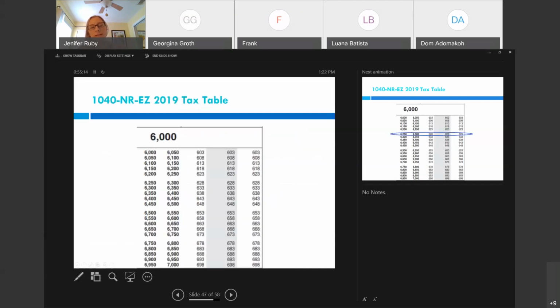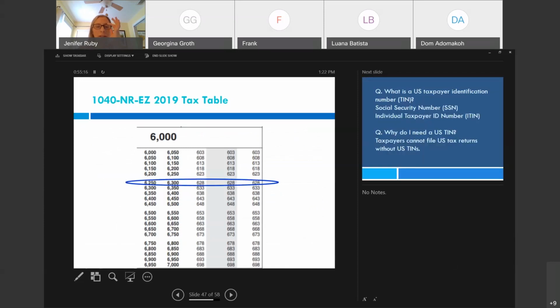So I mentioned the tax table, right? Remember he earned 6,250, so his liability was the 628. This tax table is in the 1040 NREZ instructions packet, so when you look that up, you can find it based on what your specific situation or earnings were.